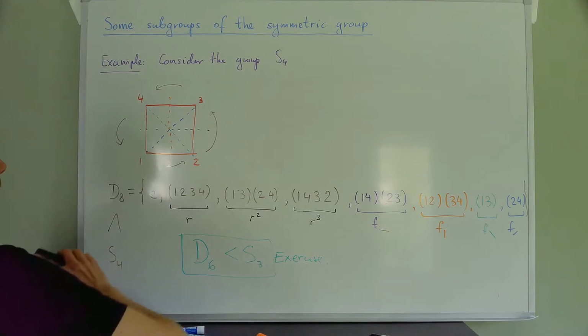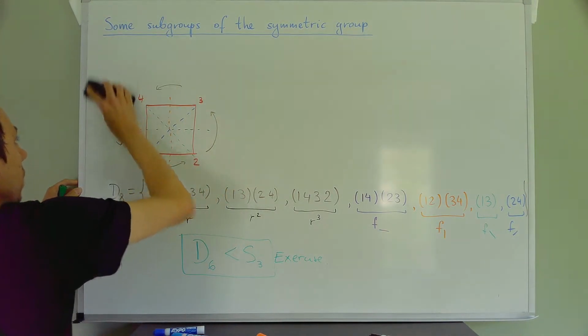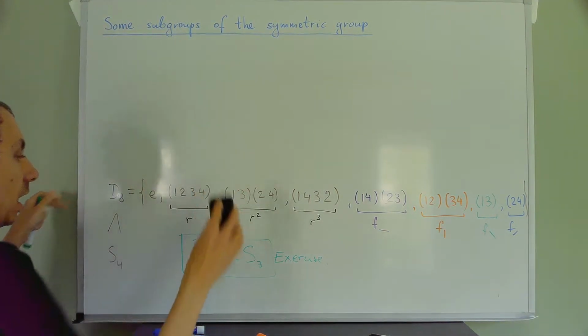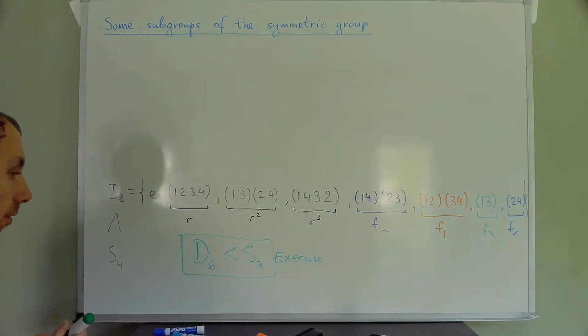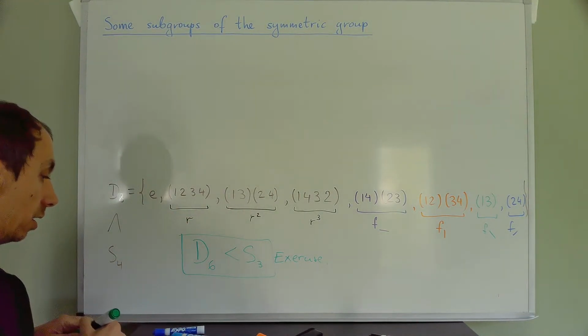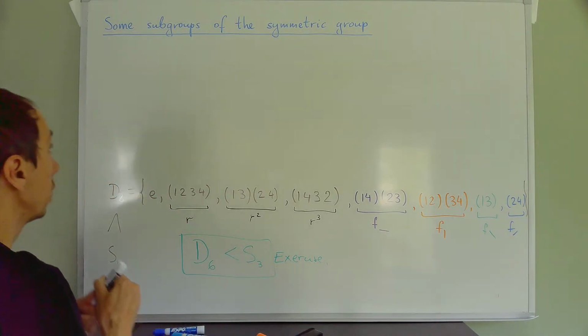But here's one of them. So D8 can be thought of as a subgroup of S4. So maybe I just write here a little conclusion. So conclusion.